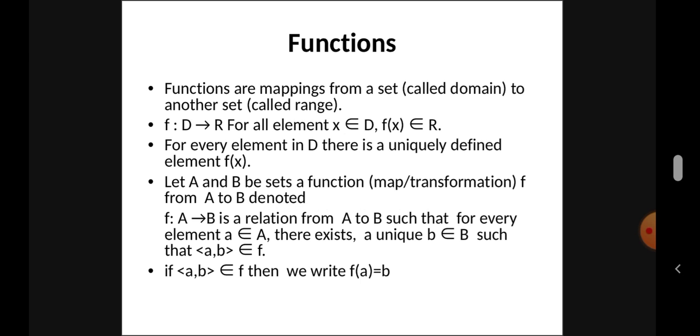Let's see another definition. Let A and B be sets. A function, or map, or transformation, which we can say f from A to B, is a relation from A to B such that for every element a in A, there exists a unique element b in B such that (a, b) is an element of f. If (a, b) is an element of f, then we write f of a is equal to b.